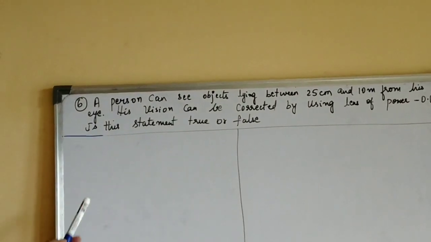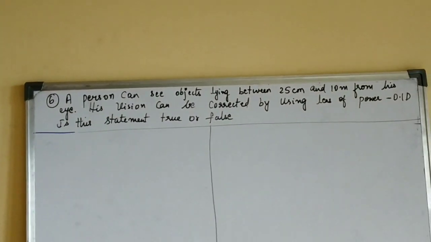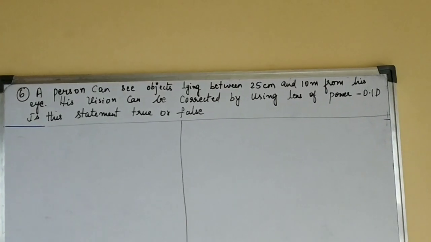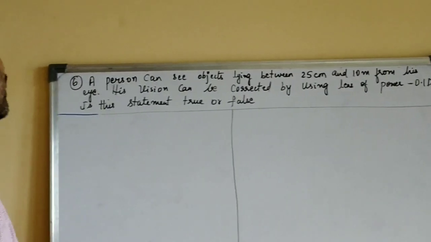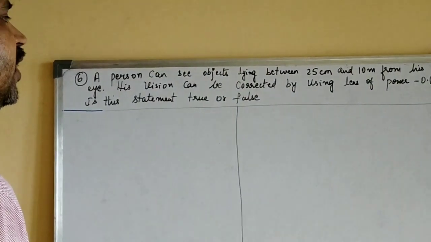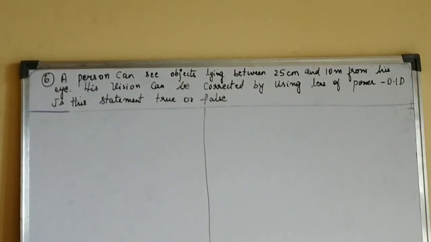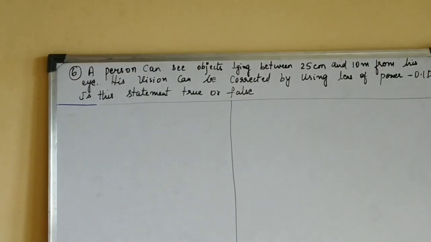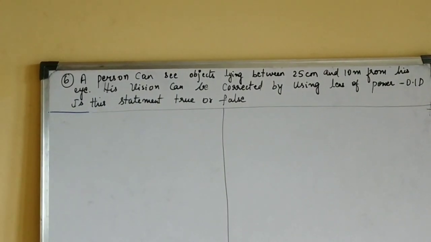Moving to the sixth problem. A person can see objects lying between 25 centimeter and 10 meter from his eye. His vision can be corrected by using a lens of power minus 0.1 diopter. Is this statement true or false? So it is a true or false question.